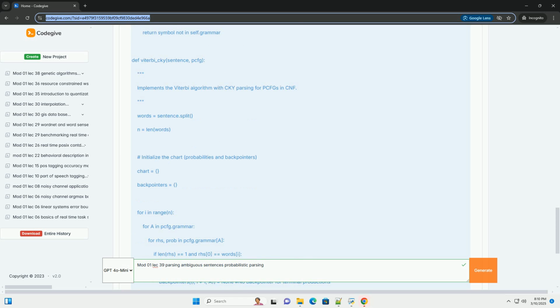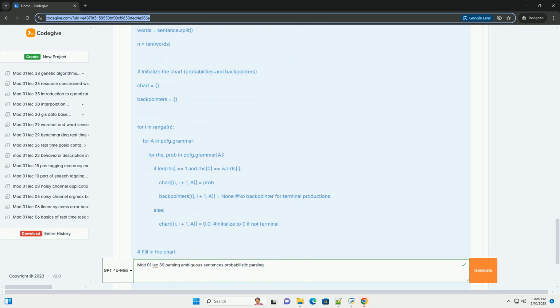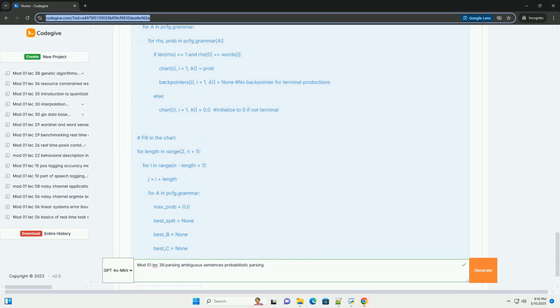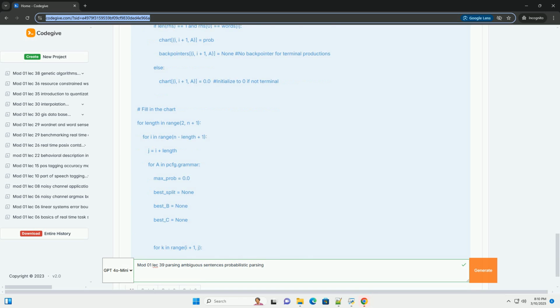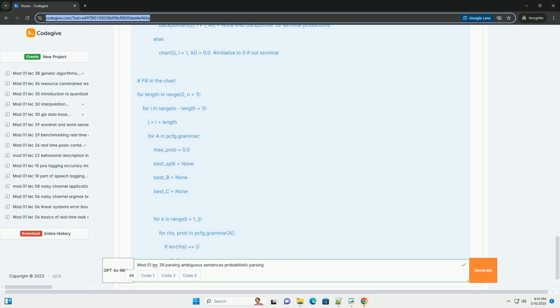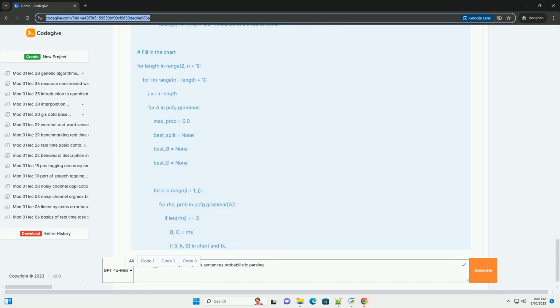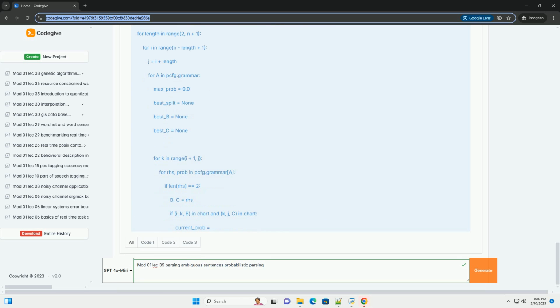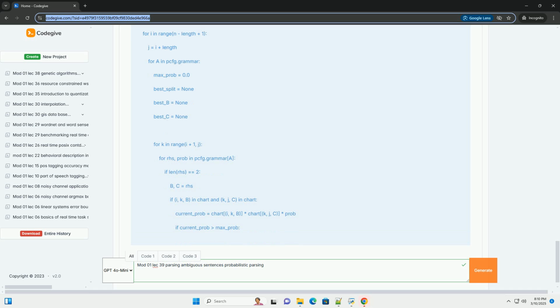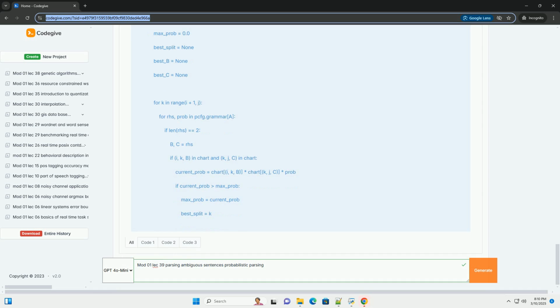Syntactic ambiguity: the grammatical structure of a sentence can be interpreted in multiple ways. This is the main focus of this lecture. Semantic ambiguity: even with a fixed syntax, the meaning can be unclear. Referential ambiguity: uncertainty about what a pronoun or noun phrase refers to.